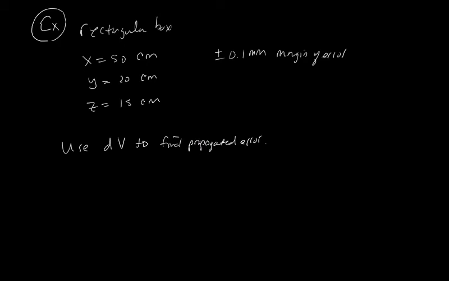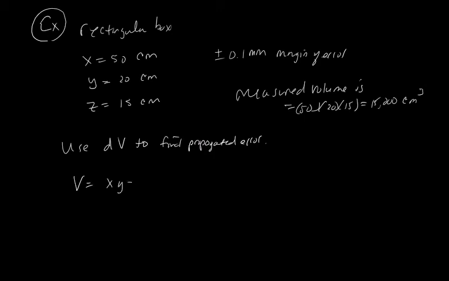Okay, now according to the dimensions we're given, our measured volume is length times width times height, or 50 times 20 times 15, which comes out to be 15,000 cubic centimeters. Okay, so that's our measured volume. So now let's go through and let's use dV to find the propagated error. So V is equal to XYZ.